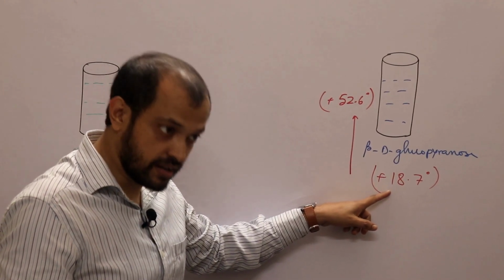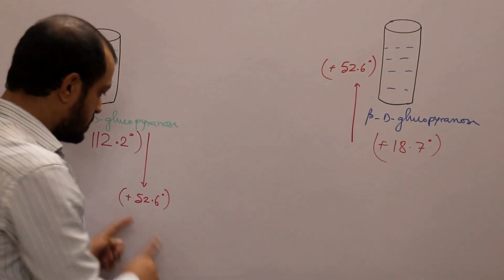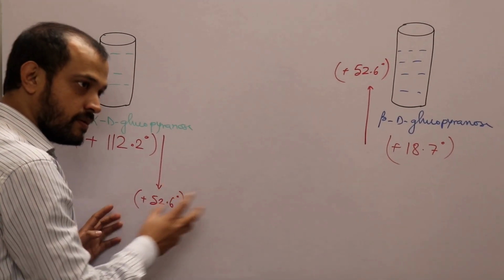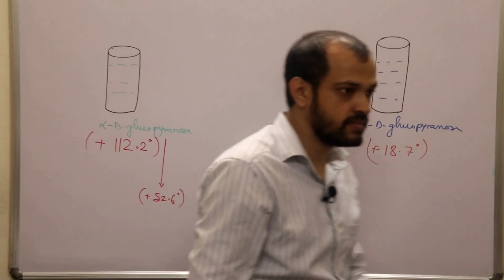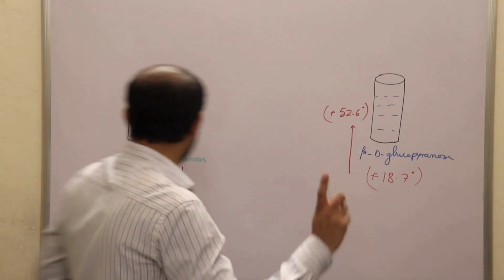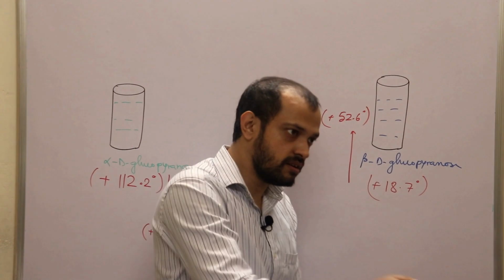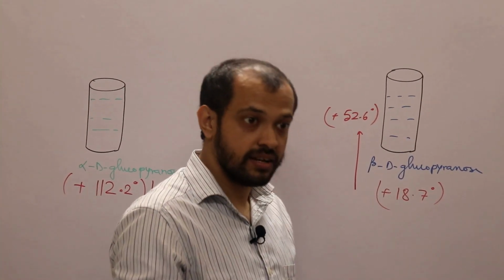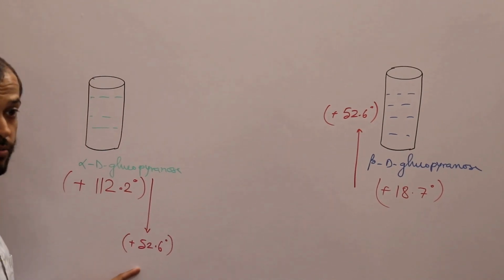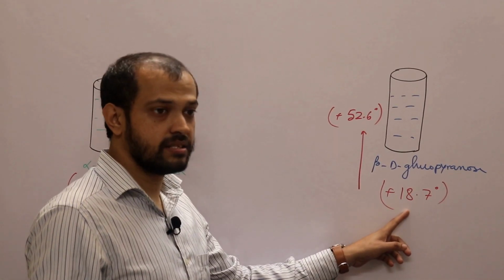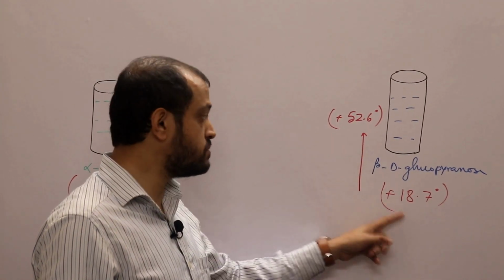differently, right? But after 1 minute, whether it is alpha or beta, it will turn my angle to 52.6 degrees. That means this is the equilibrium. Whenever alpha D-glucopyranose is kept in a solution, at first it will turn towards the right up to 112.2. Then after that, it will decrease its value to 52.6. And in the beta case, it was turning 18.7 and it has increased from 18.7 to 52.6.